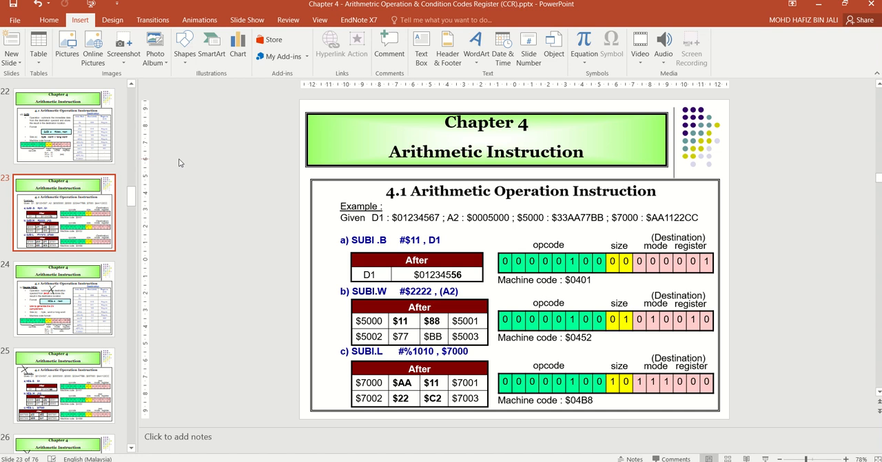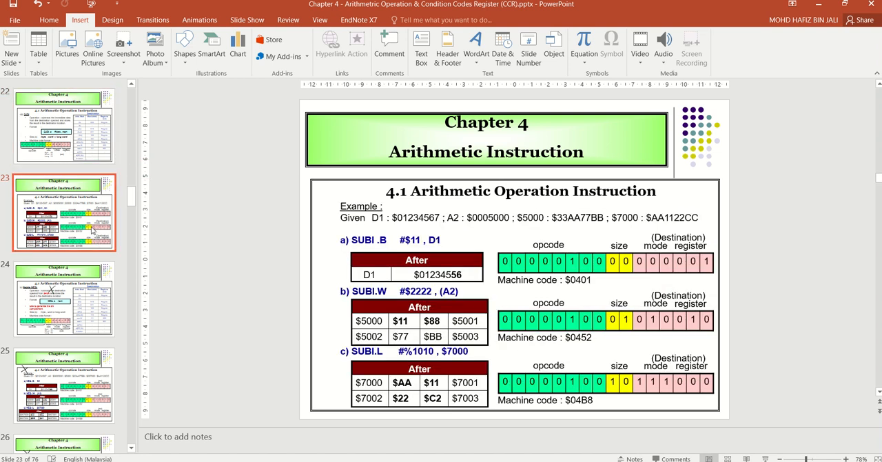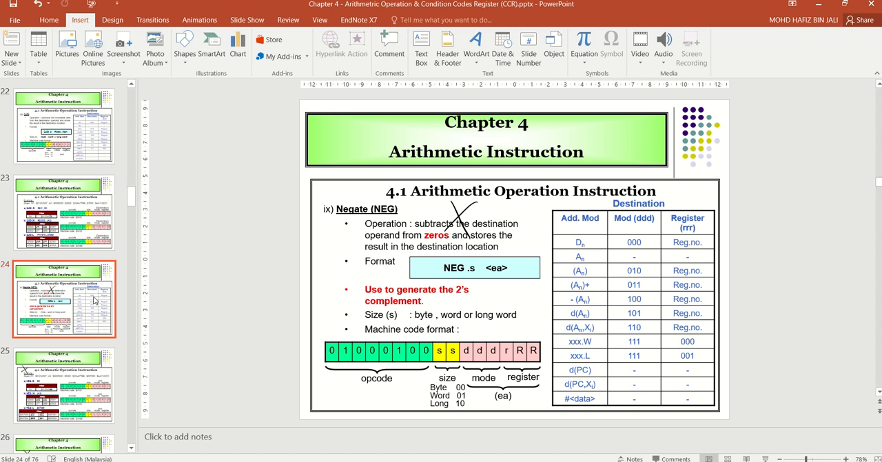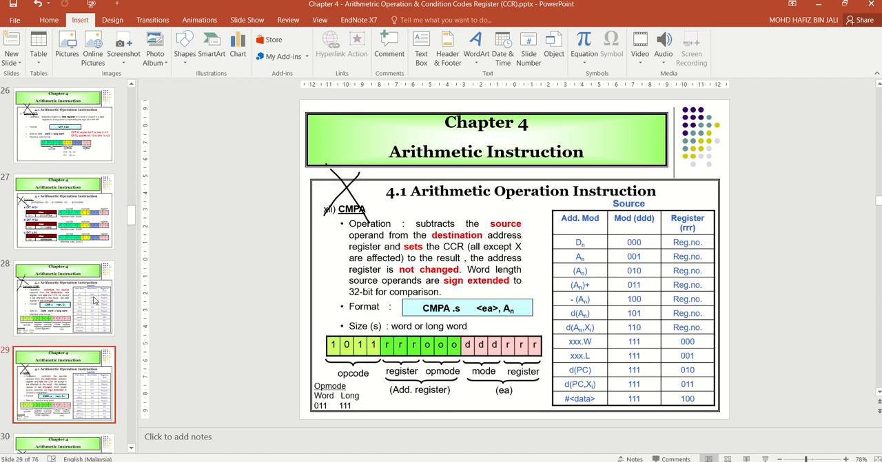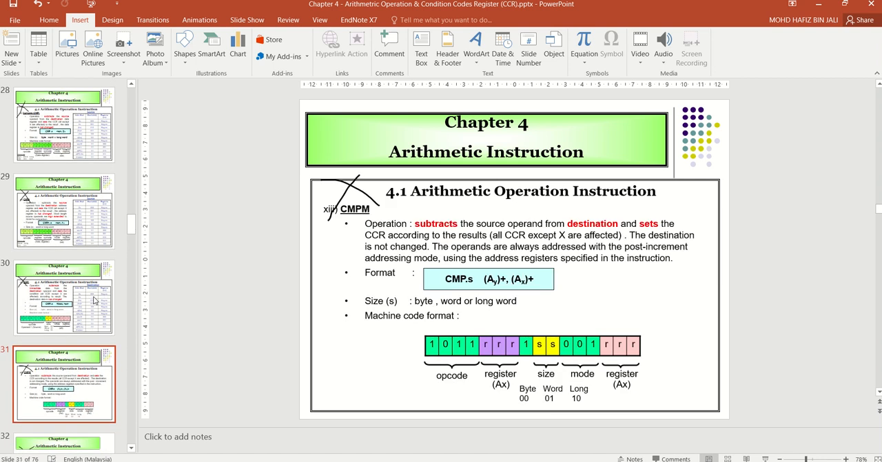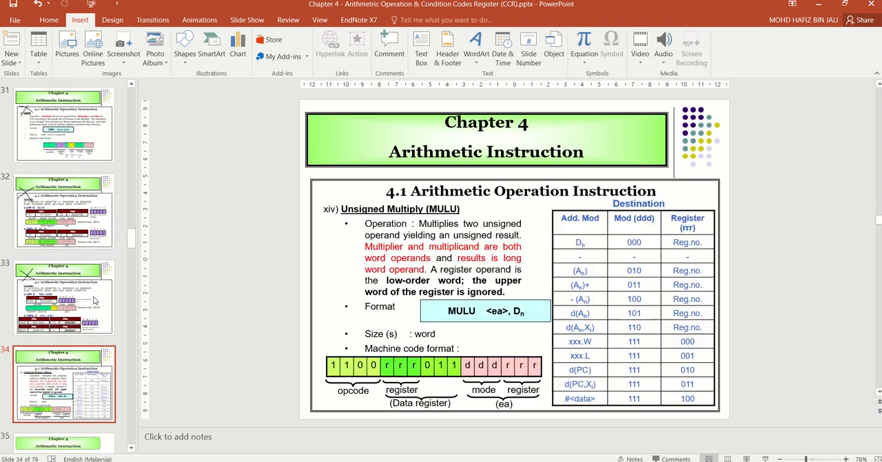Today we continue on chapter 4, Arithmetic Instruction. Last time we stopped at SUBI. I hope you have tried all these examples. So we'll proceed to another instruction. Negate will not be covered, extend will not be covered, compare, CMPA, CMPI. All of this will not be covered.